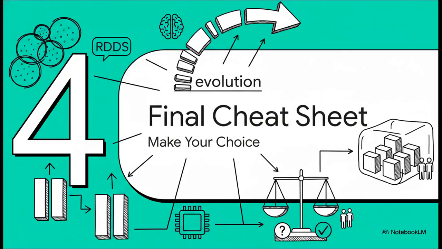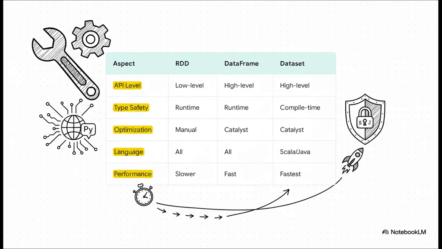Okay, we've walked through the whole evolution. Now let's put it all together in one final cheat sheet to make the choice crystal clear. And here it is, the whole shebang. RDDs for that low-level control, DataFrames for high-level, optimized operations in any language, but especially Python, and Datasets for when you want everything a DataFrame offers plus that compile-time type safety in Scala or Java.